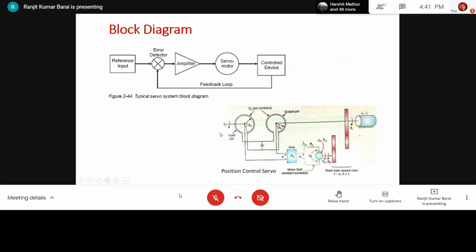Another example, the servo-based position control system, where the basic building block, the main control system, is very well known to you. Control device, servo motor is generating the motion with the help of its torque, and the amplifier is giving its necessary power, and it is amplifying the error signal. Reference input and feedback is compared.